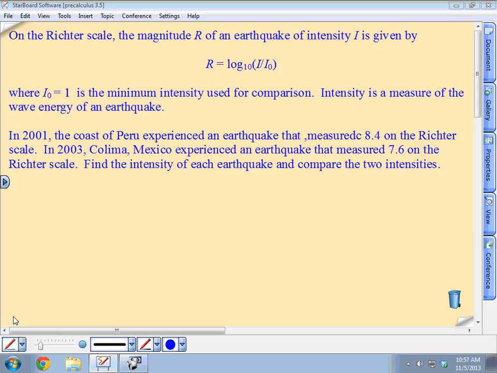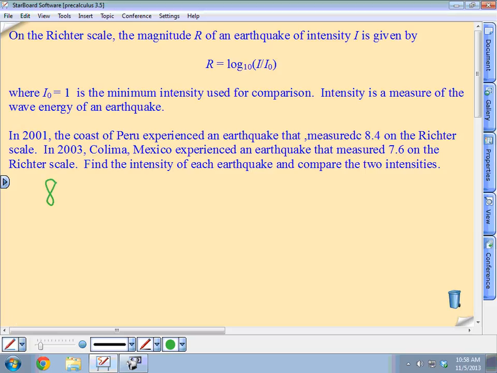They measure the intensity of an earthquake exponentially. Anyway, in 2001, the coast of Peru experienced an earthquake that measured 8.4 on the Richter scale. In 2003, Colima, Mexico experienced an earthquake that measured 7.6 on the Richter scale. Find the intensity of each earthquake and compare the two intensities. Finding the intensity is not that bad. What would you do for the first one? Let's find the Peru intensity.